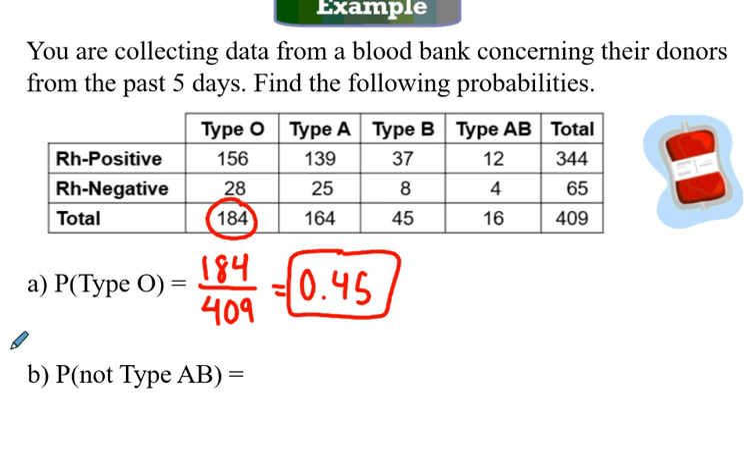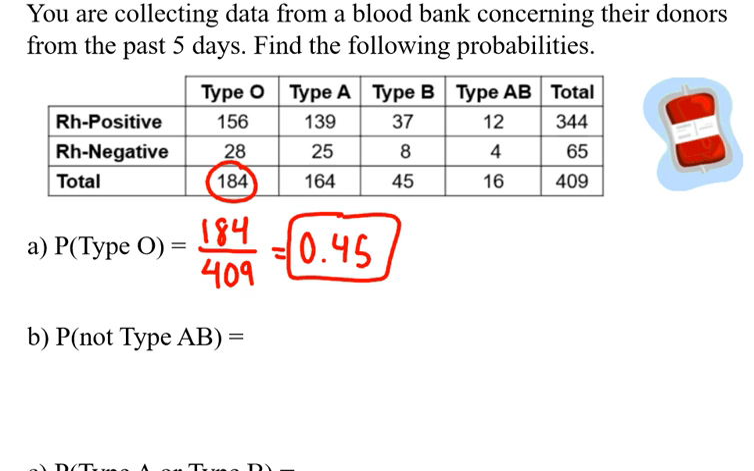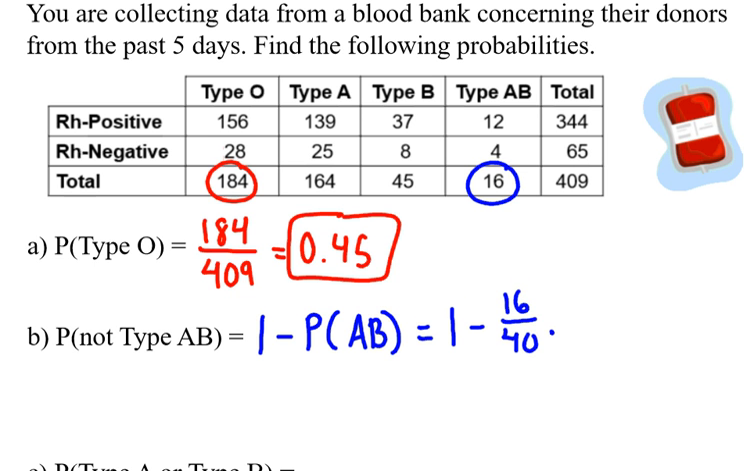has type O blood. What's the probability that someone does not have type AB blood? Well, I'm going to use the complement for this. I know there are 16 people that have type AB blood, so I'm going to find the probability of someone having type AB blood and then subtract that from 1. So I know this is 1 minus the probability of someone having AB blood, which would be 1 minus 16 out of 409.